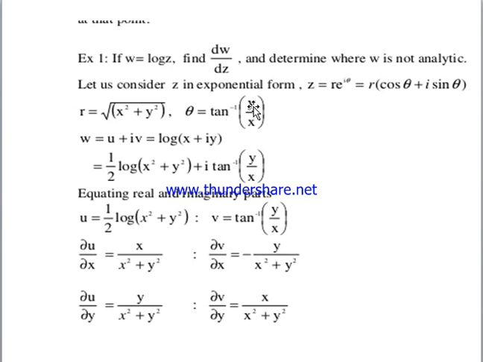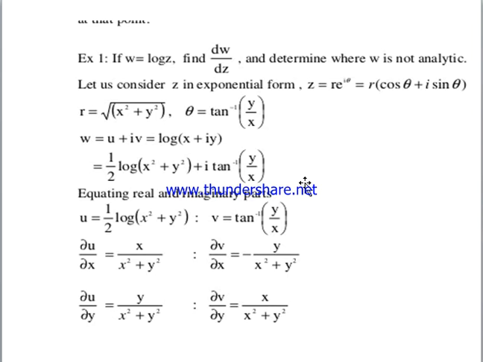Theta value is tan inverse of y by x. So log x power a is equal to a log x. Here in the place of a we have 1 by 2. So we can write 1 by 2 log of x square plus y square plus i tan inverse of y by x. Otherwise we can directly go through with the polar form also. We can change into Cartesian form. Any procedure you can follow.